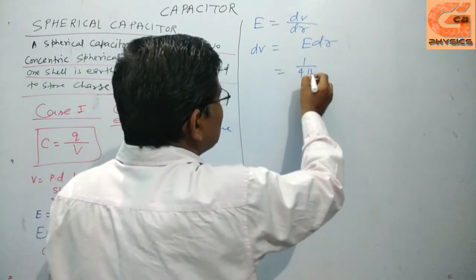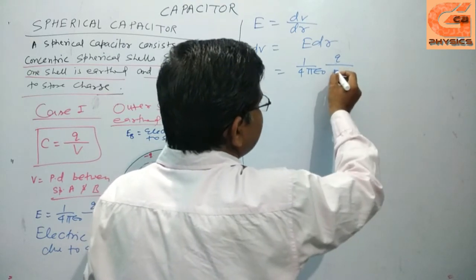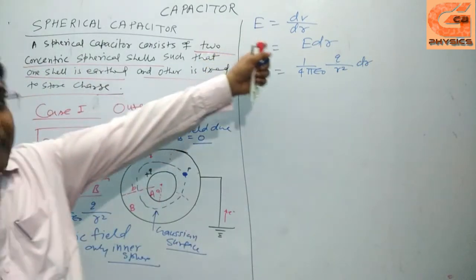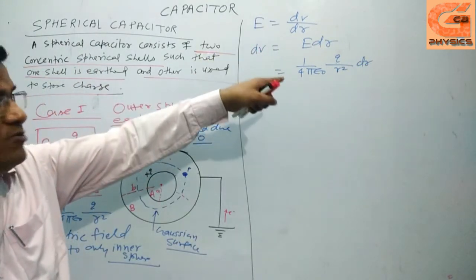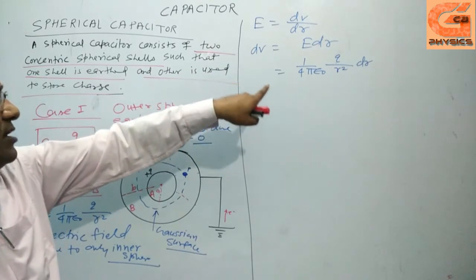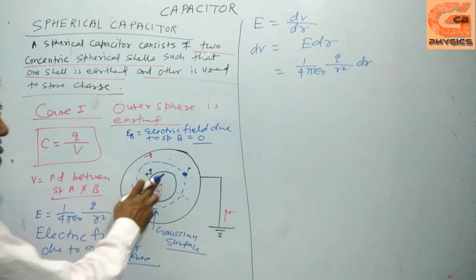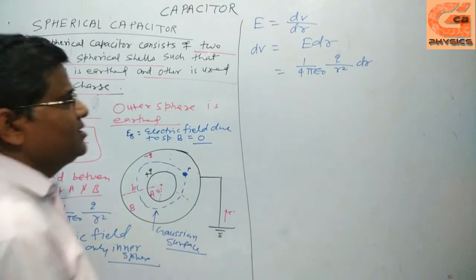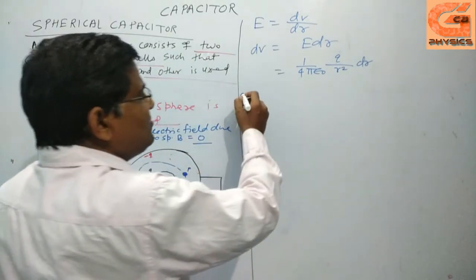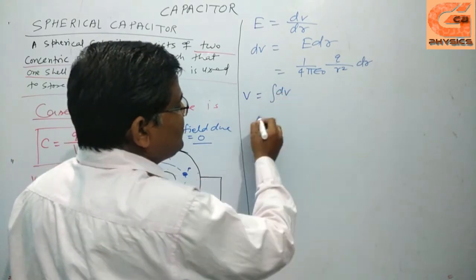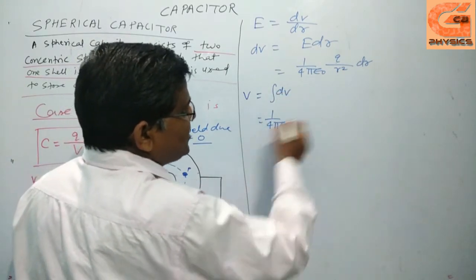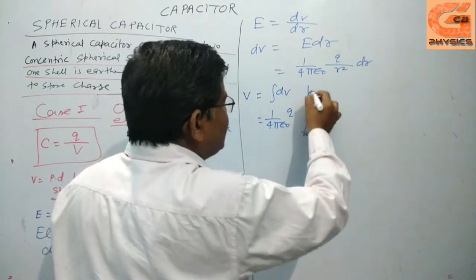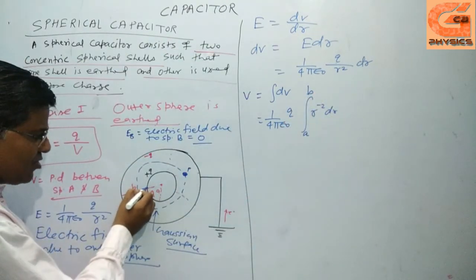Then E equal to 1 by 4 pi epsilon naught q by r square, and this is the dr. I have taken only magnitude. Actually the relation is E equal to minus dV by dr, and I consider only magnitude. This is the positive charge, and this is the dV. The total potential difference is the integration of dV, means 1 by 4 pi epsilon naught q, r to the power minus 2 dr, integration from A to B.